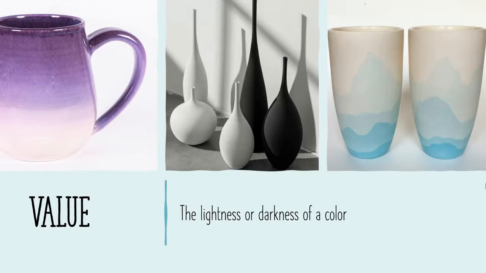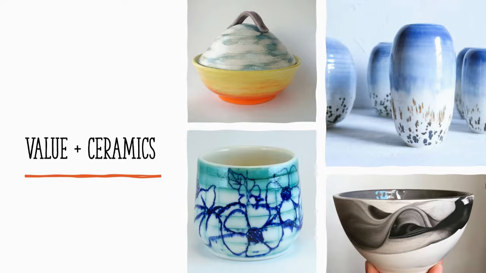Value refers to the lightness or darkness of a color, so we often see value on the surface detail of an artwork. Whether it has shiny glaze or a matte finish, the value might change from dark to light. Here's some more examples of value. You can see again some of the darkness in color, lightness in color, whether it's black and white or whether it's a gradient between different colors.